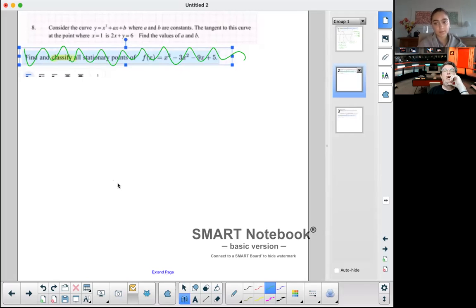From this, we know that 2x plus y equals 6. So then y equals -2x plus 6. Is that okay? That's the tangent line. And so that tells us that the slope is equal to -2. So then that means that y prime of 1 equals -2. Why is it of 1? Oh, because x equals 1.